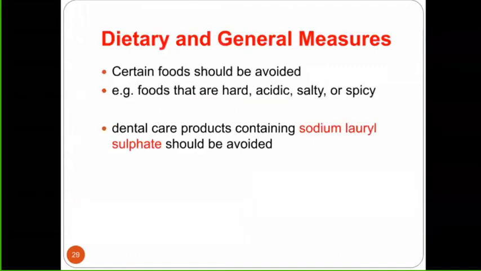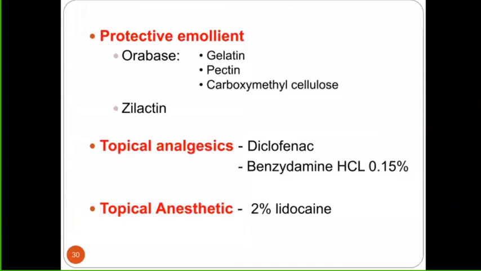So what we do is, one, certain food should be avoided. You have to ask the patient, okay, don't eat too much acidic or very salty or very spicy food, which would trigger the ulcer and also cause more pain. Okay, and dental products containing sodium lauryl sulfate, none of those which come now have sodium lauryl sulfate. It was a very ubiquitously used ingredient earlier, but now it is not present. So this shouldn't be a problem. But one is you have to ask the patient to avoid any acidic, salty, or spicy food.